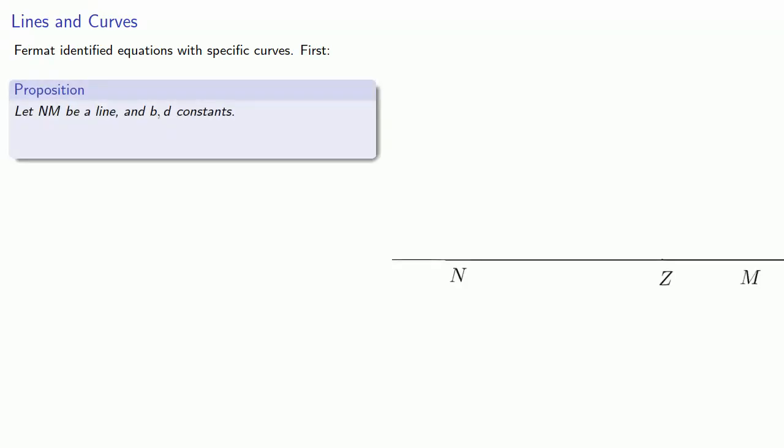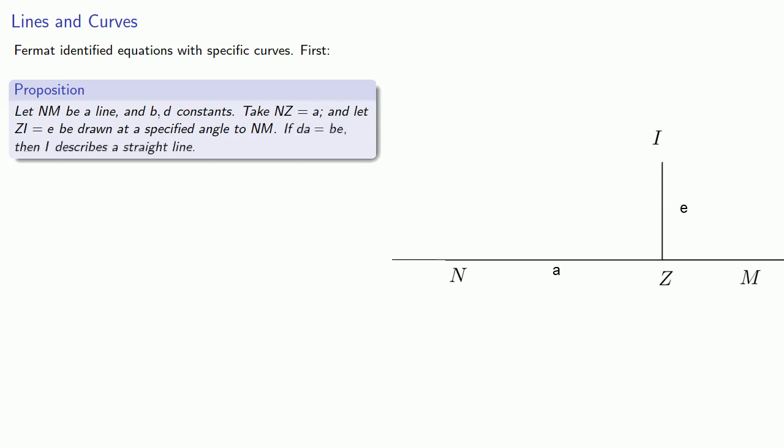Fermat went even further and identified equations with specific curves. For example, let NM be a line and B, D constants. Take NZ equal to A and let ZI equal to E be drawn at a specified angle to NM. If DA equals BE, then I describes a straight line.